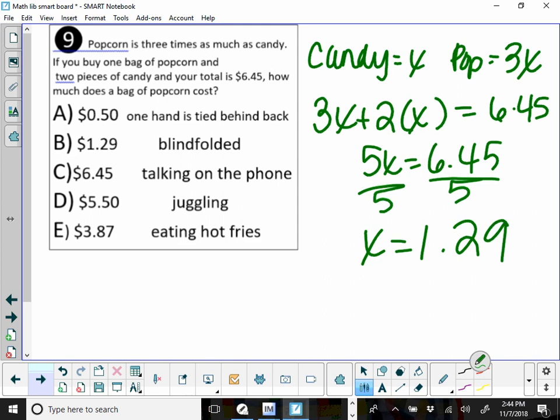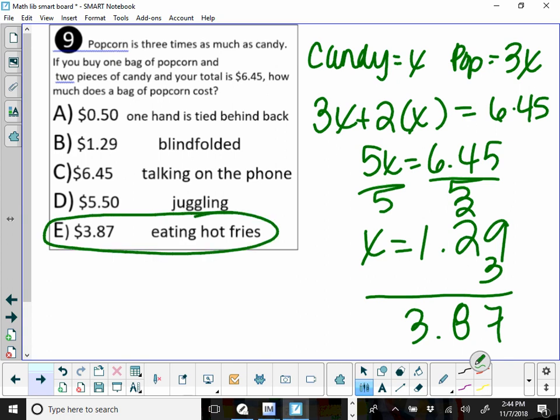Okay, x is your candy. It asks for the popcorn. And notice candy is an option choice right here. It's blindfolded, which some of y'all did put. Okay, but it wants 3 times that, so we have to multiply that times 3. 9 times 3 is 27. Carry my 2. 3 times 2 is 6, plus 2 is 8. And then 3 times 1 is 3, so it should have been 387, which is eating hot fries.